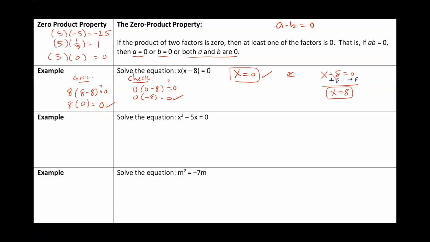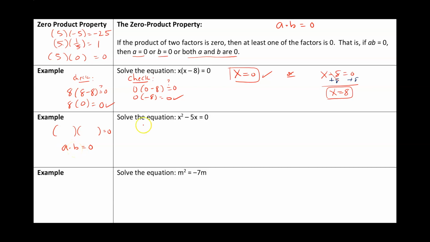Now, to solve the next equation, x squared minus 5x equal to 0, before we can solve this equation, we have to have it in the factored form. The reason we have to have it in the factored form is the zero product property only works if you have something like a times b is equal to 0. So we have to get these factored.